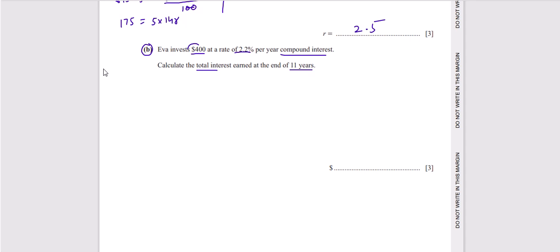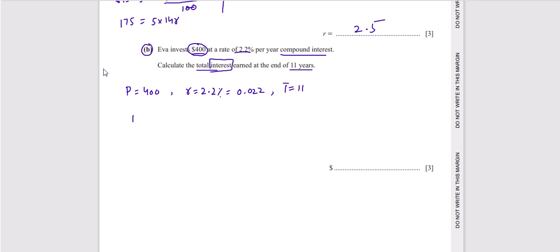So first of all, we have to write the data. This one is principal, P is equal to 400, and rate R is equal to 2.2%. So it should be equal to, divide by 100, we get 0.022, and now time is 11 years. We have to calculate the interest.